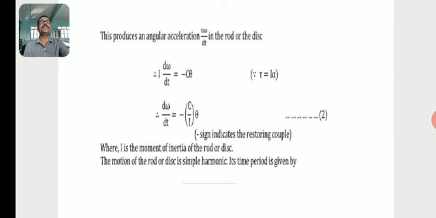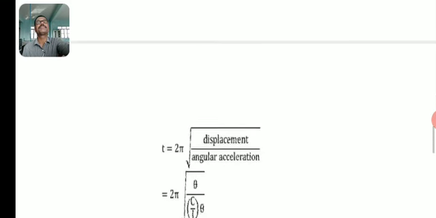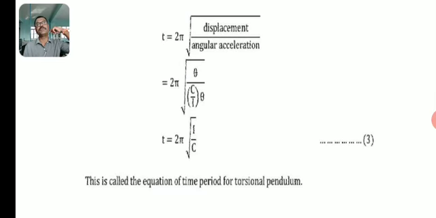The motion of the rod or disc is simple harmonic. Its time period is given by T equal to 2 pi into root of displacement by angular acceleration, which is equal to 2 pi into root of theta by C by I into theta. T is equal to 2 pi root of I by C. This is called the equation of time period for the torsional pendulum.